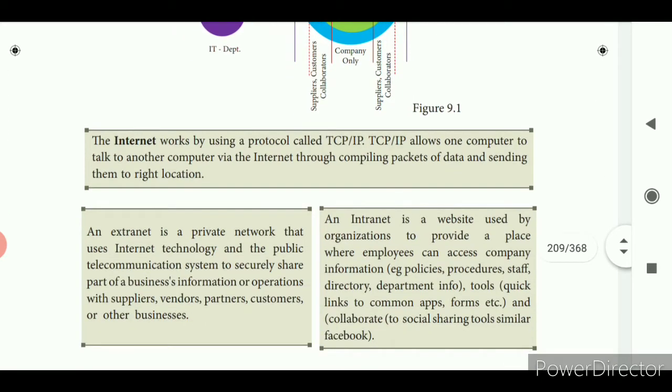Then what do you mean by extranet? Internet, you have known the definition. Then what do you mean by extranet and intranet? The extranet is a private network. It's not a common or open network. It is a private network which uses internet technology and the public telecommunication system to securely share part of business information. So mainly the extranet is used in business development.